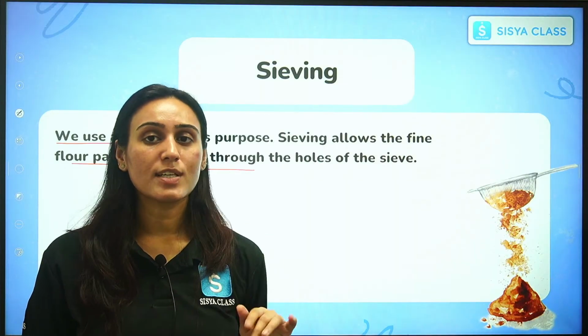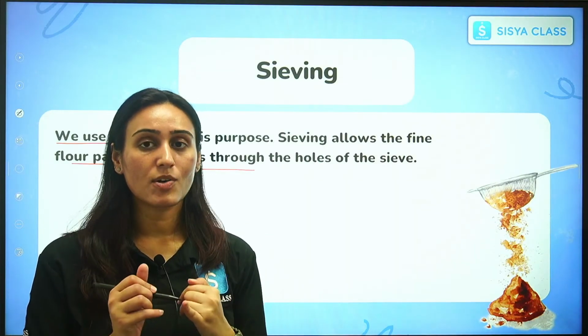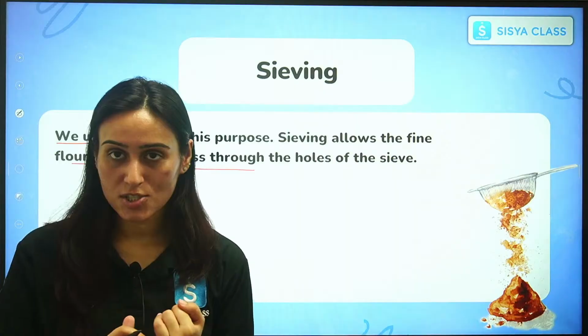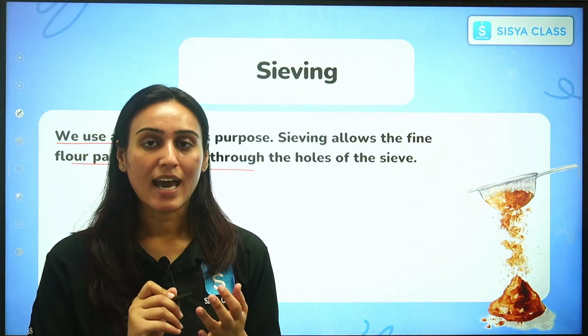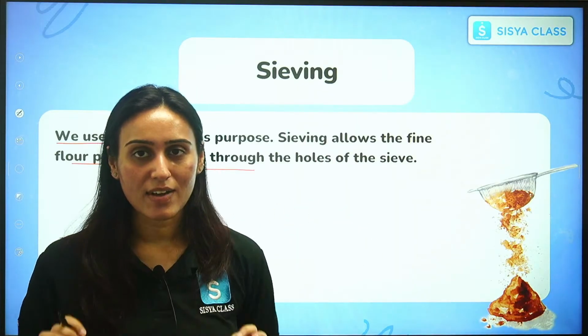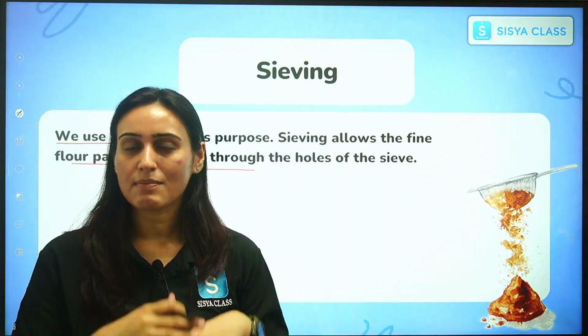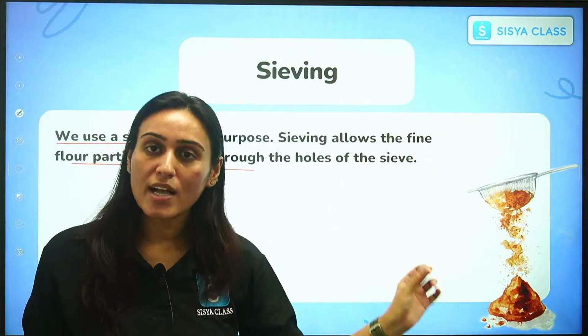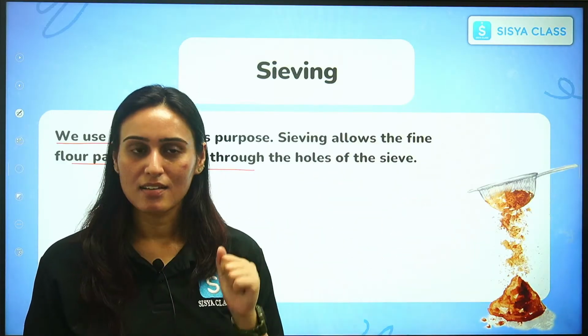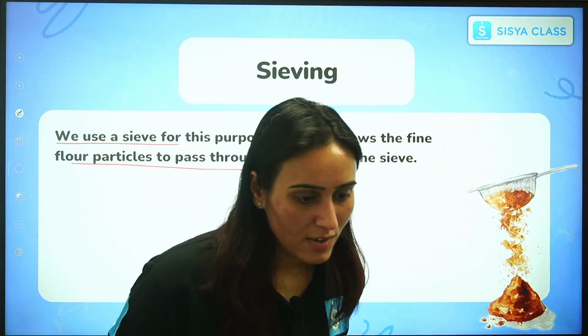So what are the different ways we have learned today? We have learned about hand picking, we have seen threshing, we have seen winnowing, and finally we are talking about sieving. Another way by which we can separate out components of a solid mixture. Okay, I hope it is clear to everyone.